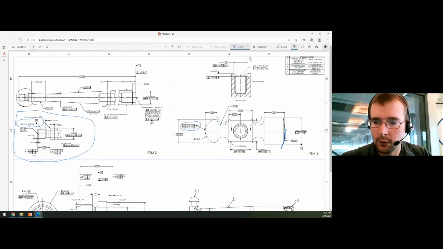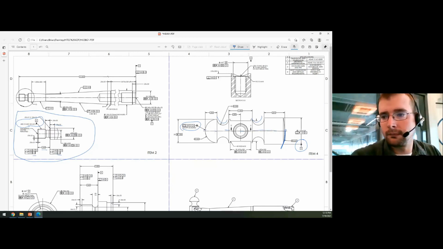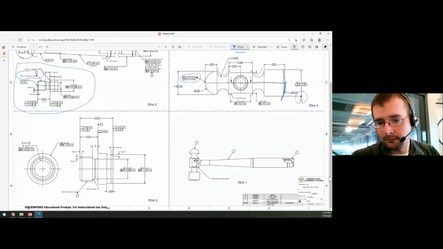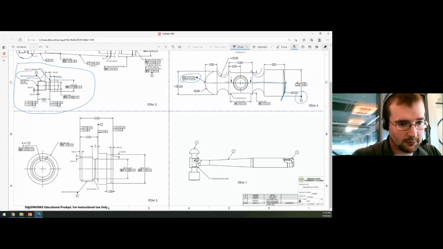You know, location of datum feature symbols here, whether it's on the mid plane or not, or the center axis in this case. All right. Let's see what else we got here. So the 3 parts of the hammer itself, and then the assembly drawing, all on one sheet.